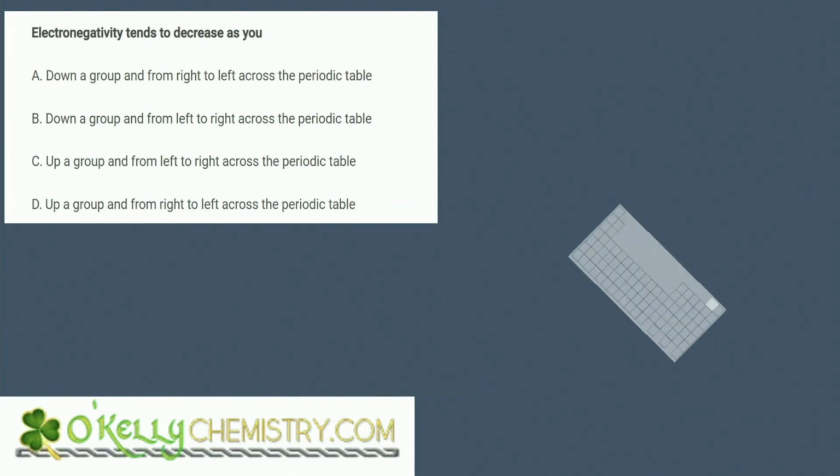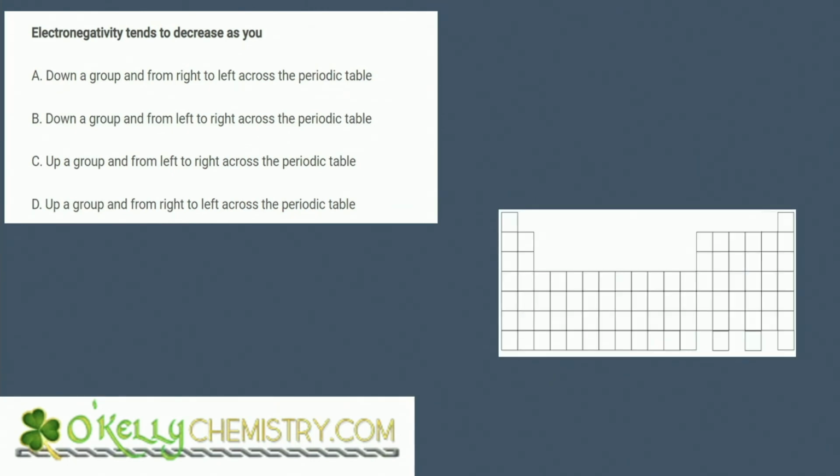So with this question, we want electronegativity. And electronegativity, where and when does it decrease? So again, fluorine has the highest electronegativity. So it's going to decrease away from fluorine. And it's going to decrease as we move down a group. So down a group, we have to pick between A and B, and it's going from right to left. So therefore, our answer choice will be A.